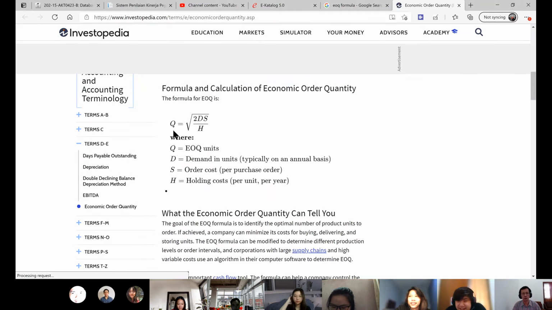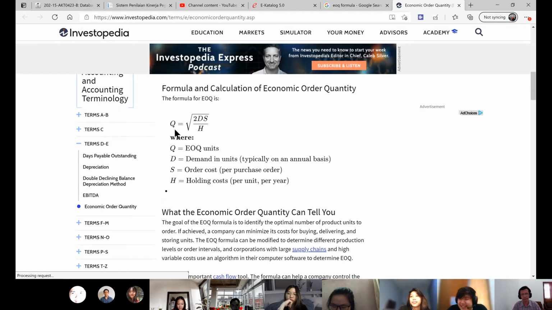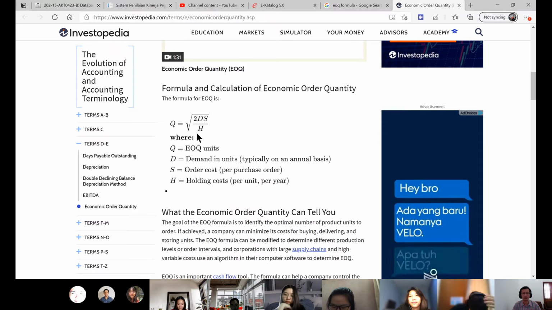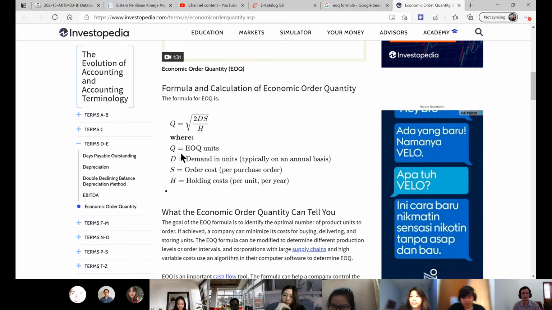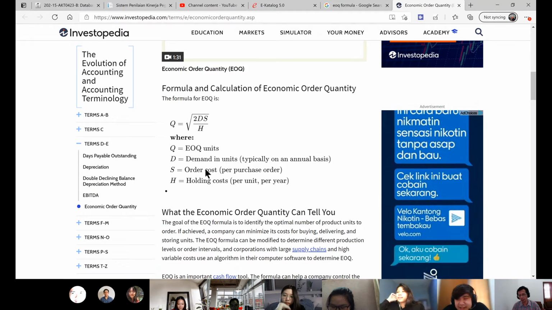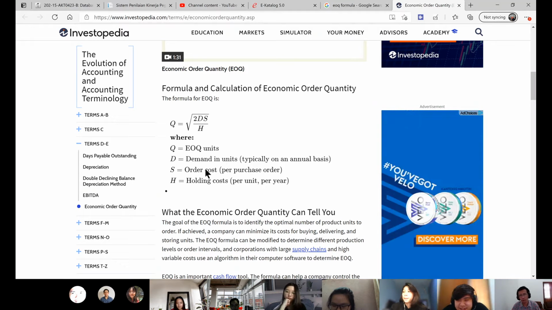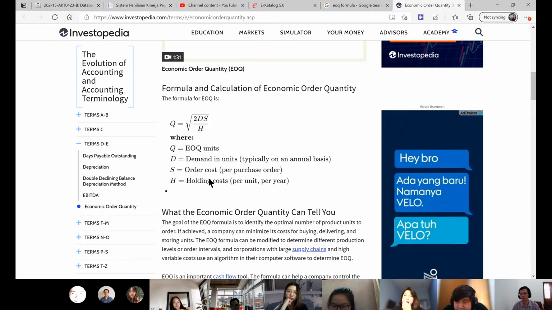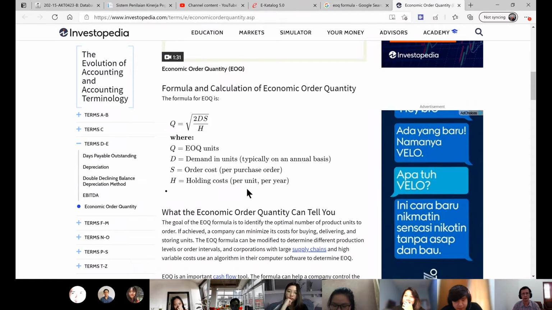So this Q is the quantity of order, which is the square root of 2DS divided by H. D is demand in units. So basically on an annual basis, like I said, 1,000 for example per year. S is the order cost per purchase order. And H is holding cost per unit per year.